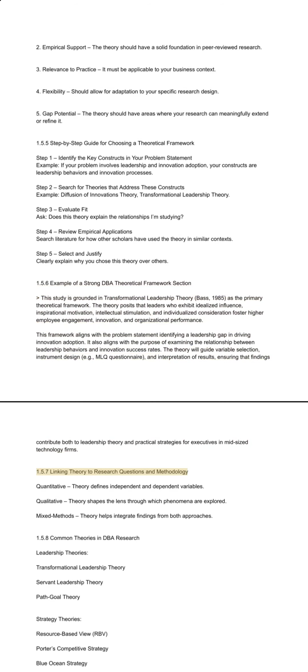1.5.7 Linking theory to research questions and methodology. Quantitative: theory defines independent and dependent variables. Qualitative: theory shapes the lens through which phenomena are explored. Mixed methods: theory helps integrate findings from both approaches.